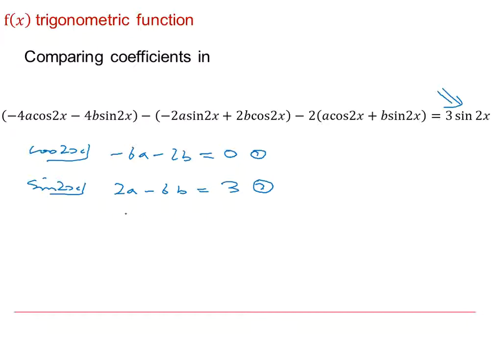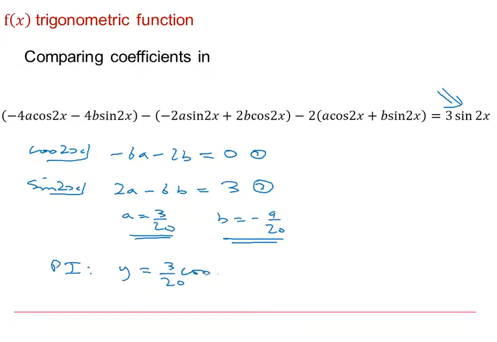And if we solve these simultaneously, we get a is 3/20 and b is minus 9/20, which means we've successfully found a particular integral, and it has the form y equals 3/20 cos 2x minus 9/20 sine 2x. And together with the complementary function, that will give us a general solution.